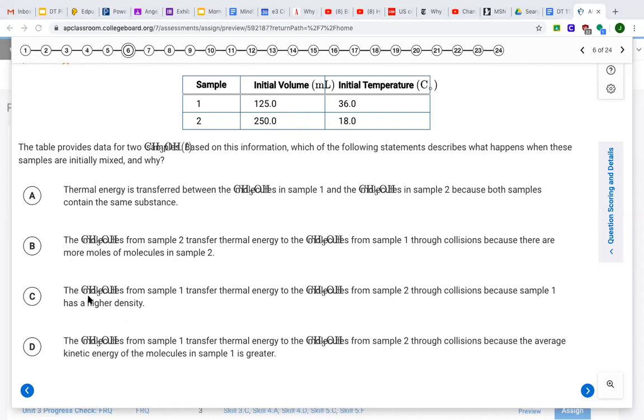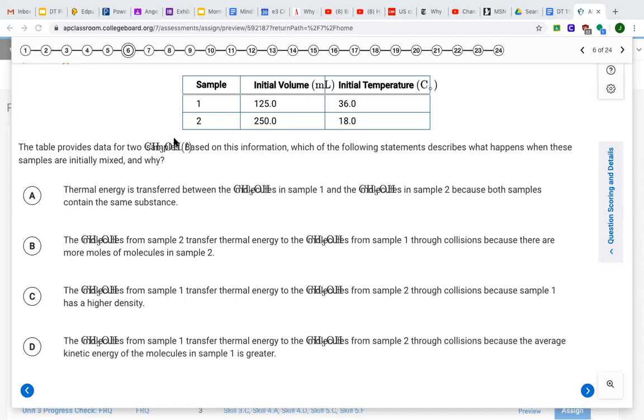Let's start with C. The methanol molecules from sample 1 transfer thermal energy to the methanol molecules in sample 2. And does that make sense that these would transfer to sample 2? And why does it make sense? Because the initial temperature is higher than. Good, very good. So they are going to transfer energy, right? Because sample 1 has a higher density. Now look, these are both methanol, right? So is one sample going to have a significantly higher density than the other? Yes? No. They're both the same thing.